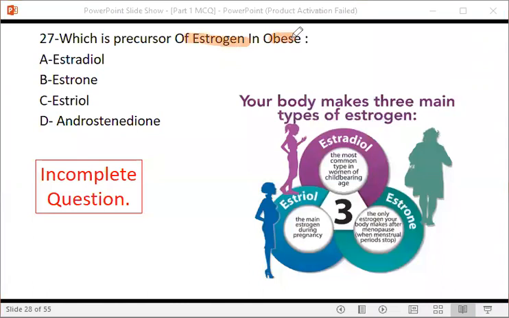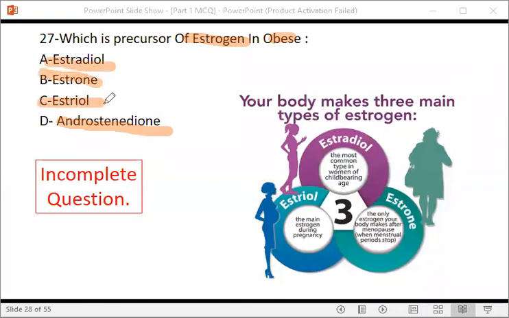The precursor of estrogen is always progesterone and pregnenolone, but those options are not present here. Androstenedione will change to estrogen in obese and non-obese. Estrone is formed and changes to estradiol also. Estradiol is found in pregnancy.